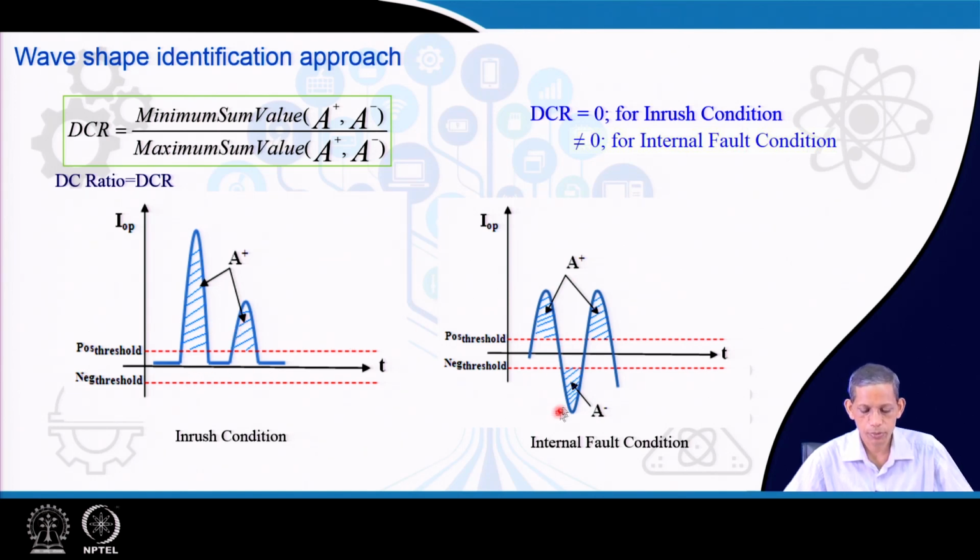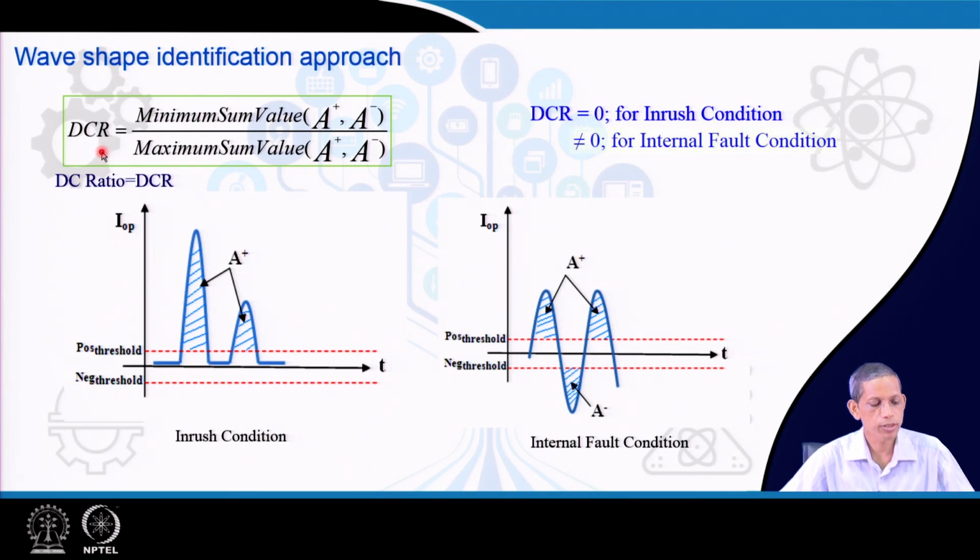A negative corresponds to the area under the curve, below the threshold line, the dotted line. So that becomes A negative, and above this it becomes A positive. In the inrush case, A negative also sometimes goes to the negative side and sometimes becomes positive, or it may be considered both positive and negative.